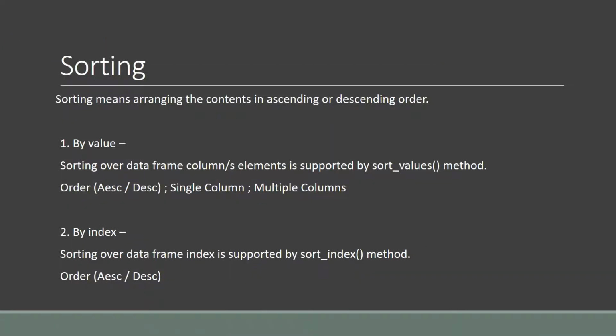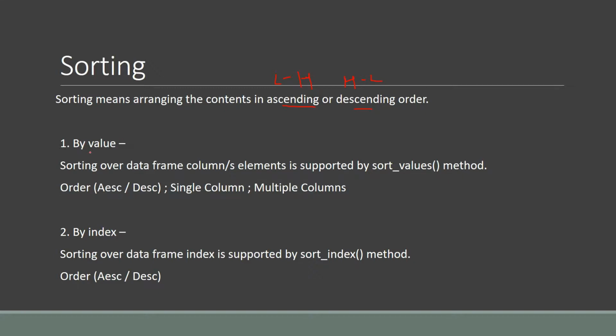Now moving on to the next one, which is sorting. All of you are familiar with the word sorting. Sorting means arranging the contents in ascending or descending order. Ascending is lower to high and descending is high to lower. Now in pandas we have two types of sorting. It can be done in two ways. First one is by value and second one is by index.